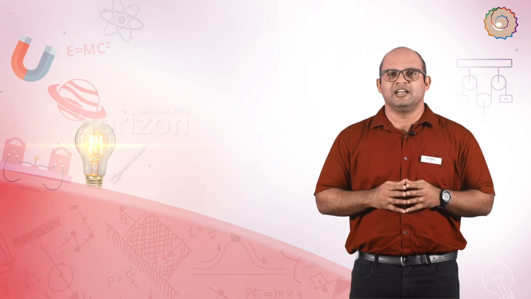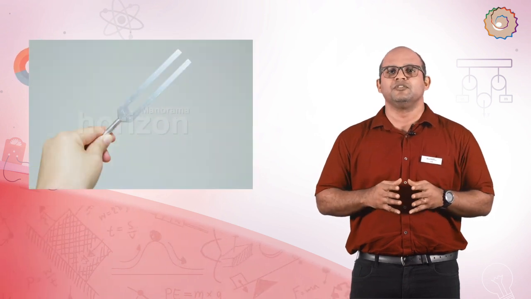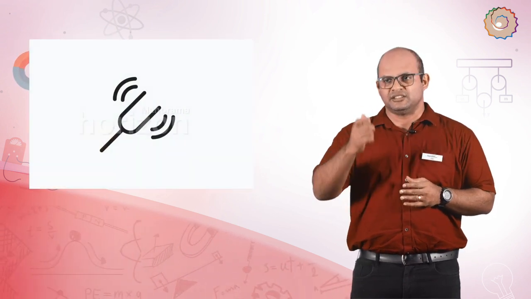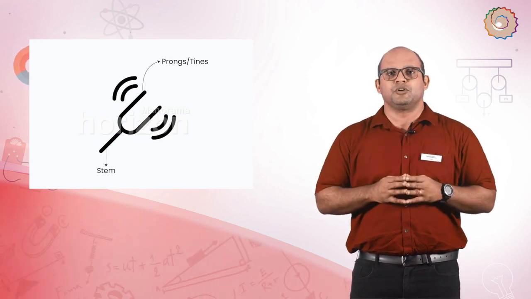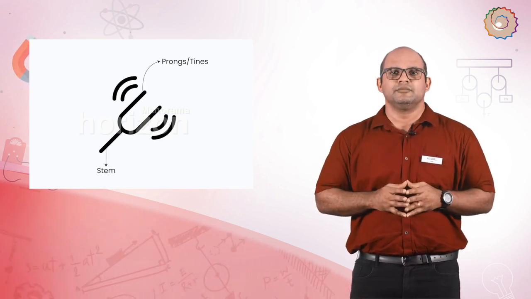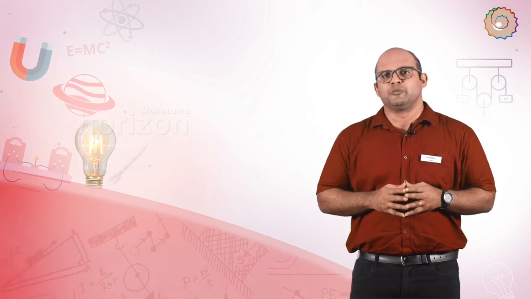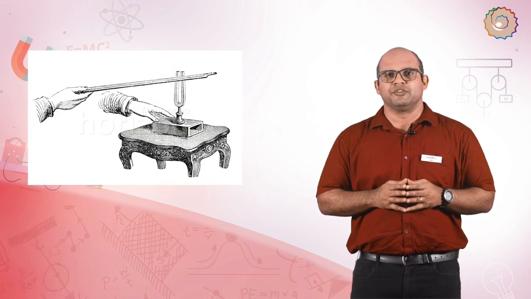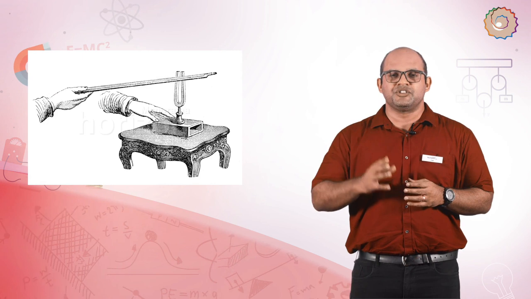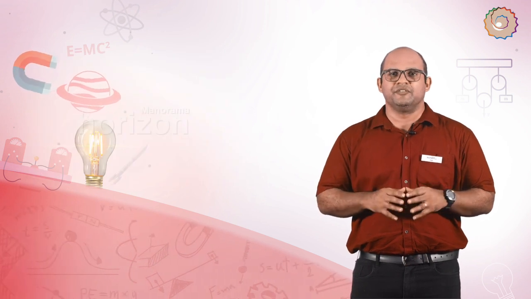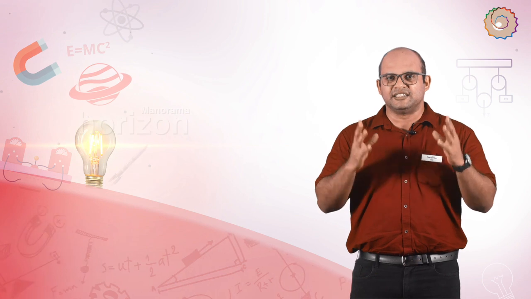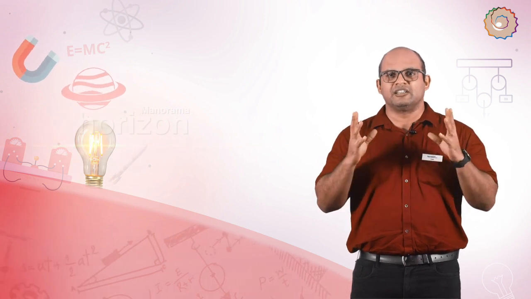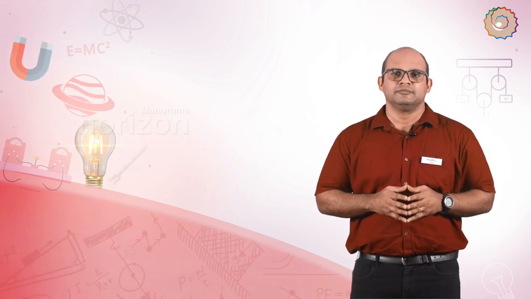In the school laboratory, you will find a small and very useful device called a tuning fork. It contains a stem that you hold with your hand and two free beams which are called prongs or tines. If you were to take this instrument and strike it on a soft surface, you will hear a characteristic humming sound. It is a very simple way of producing sound, and you will observe that these tines or prongs are rapidly vibrating back and forth.